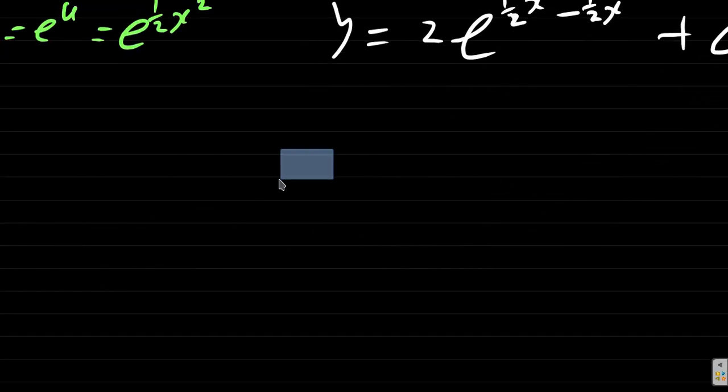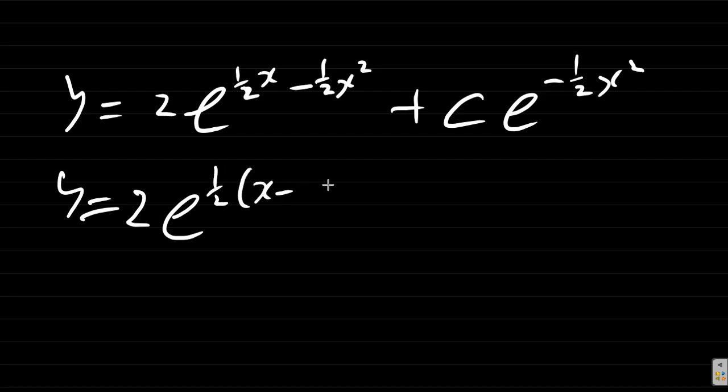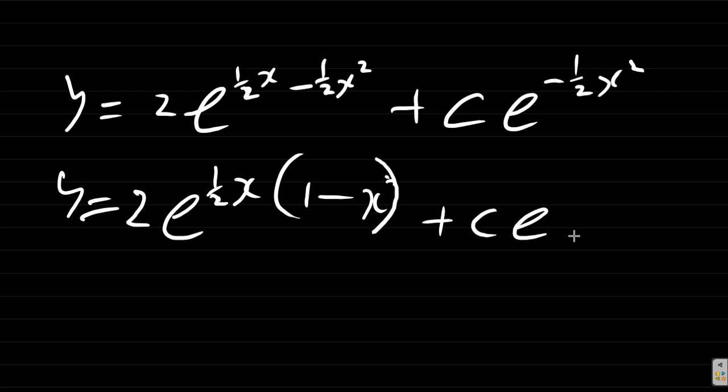So let's bring it somewhere here and finish. So y equals 2e to the, well, we could factor out half x and get 1 minus x, plus c e to the negative half x squared. Alright, good. So that's the general solution.